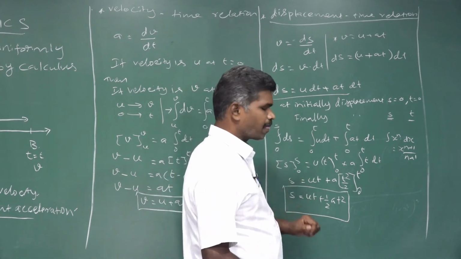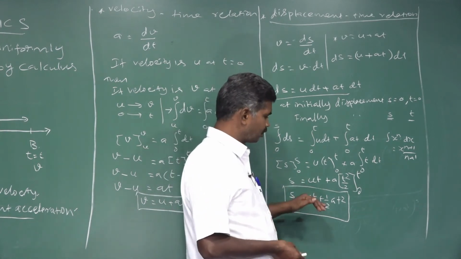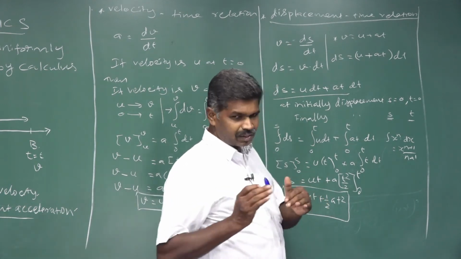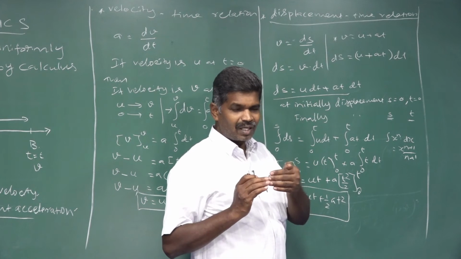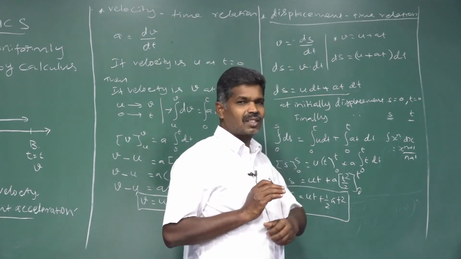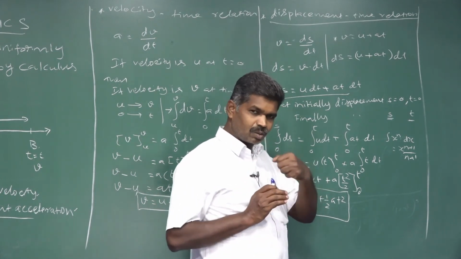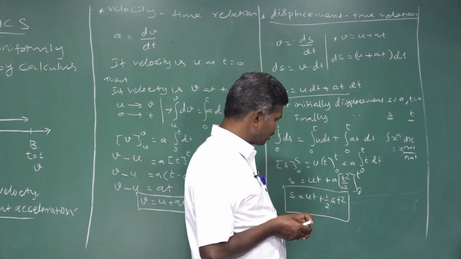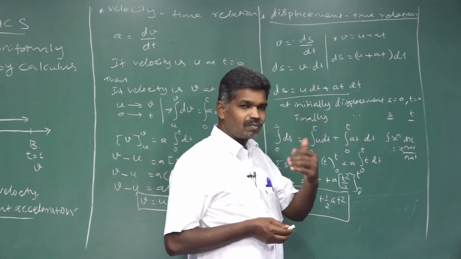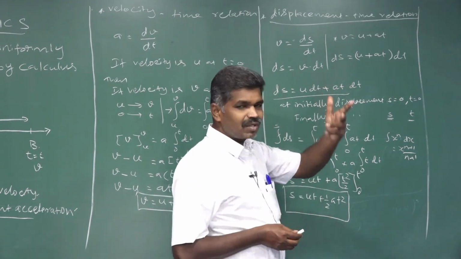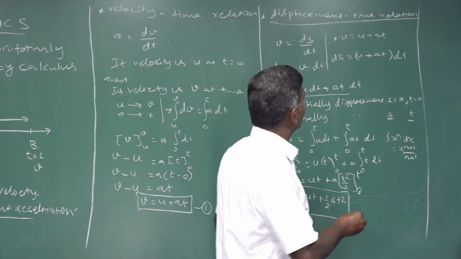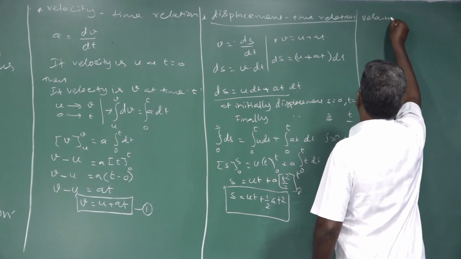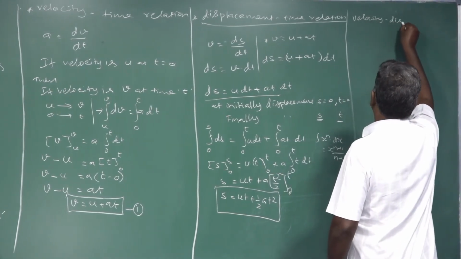This is the second equation of motion. It is called the displacement equation. Already we have derived the relation between initial and final velocities with acceleration and time. First equation, v is equal to u plus at. Second equation is the displacement equation, s is equal to ut plus half a t squared. Next we are going to see the velocity displacement relation.